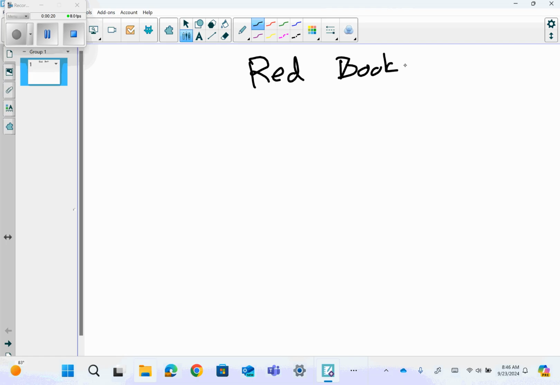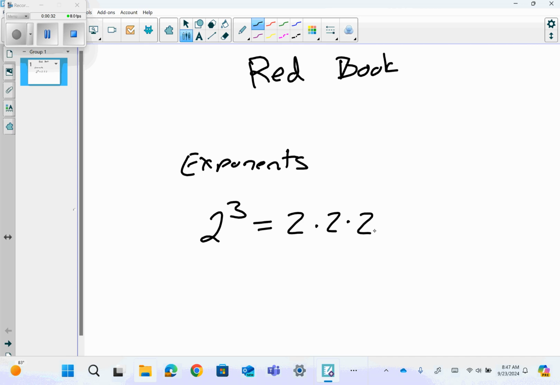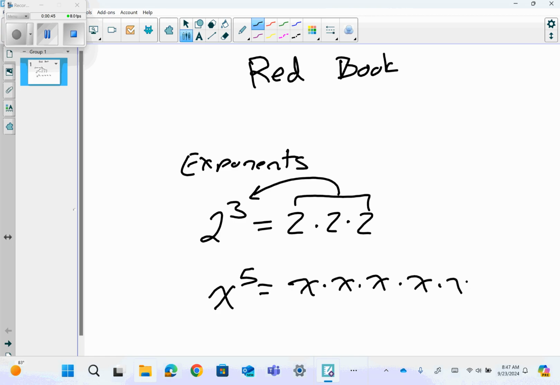So first thing we're talking about is exponents. This is just kind of short notes. So if you had 2 to the third, that's the same thing as saying 2 times 2 times 2. Where we get the 3 from is that it matches up with the exponent. Even if I had letters, like x to the fifth, that'd be x times x times x times x times x. And it goes backwards and forwards, so you're just breaking things up.